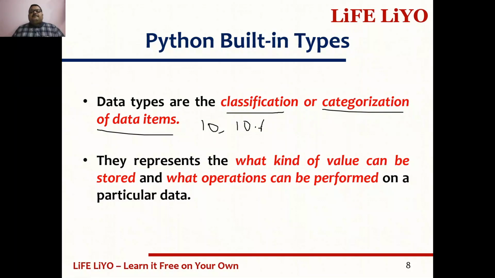10.65 comes under float. We know the normal thing. Then Ramu comes under string. So these are three different categories. What do they represent? They represent what type of data you are going to store and what operations can be performed on the data. So these are the Python built-in types.